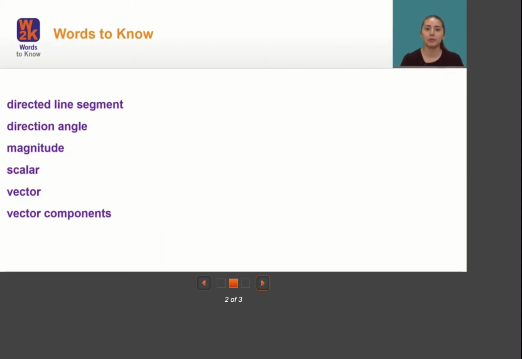Here are some important words you'll learn in this lesson. Take a few minutes to look up these words in your glossary and add them to your notes. Directed line segment, direction, angle, magnitude, scalar, vector, and vector components.